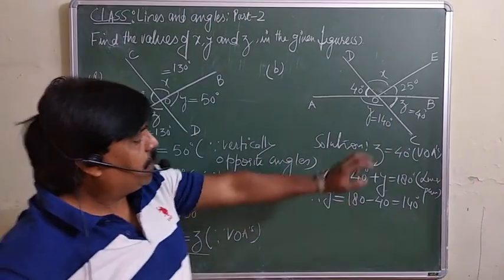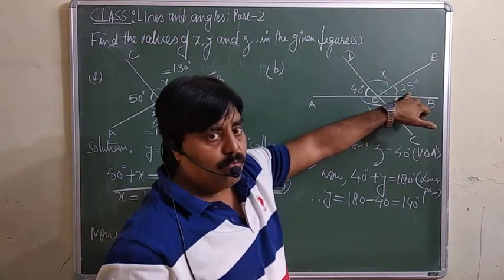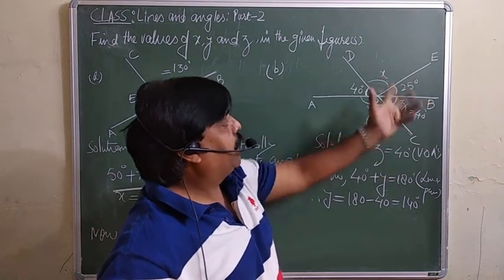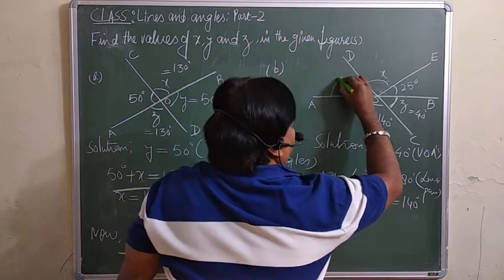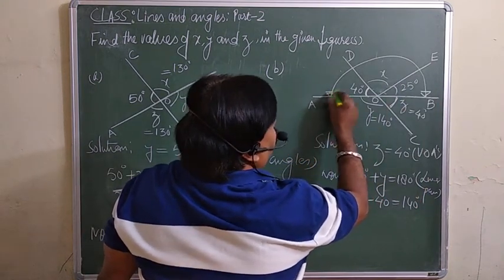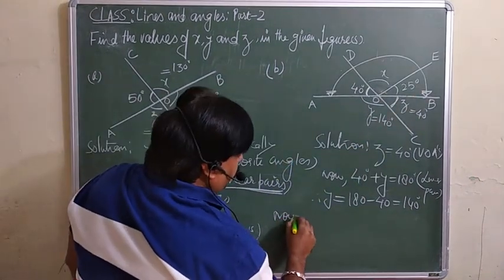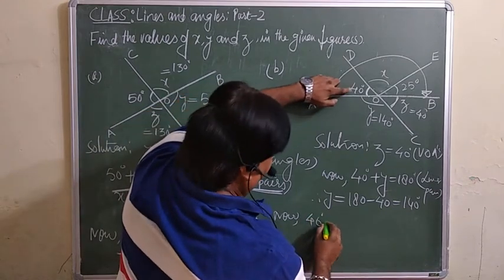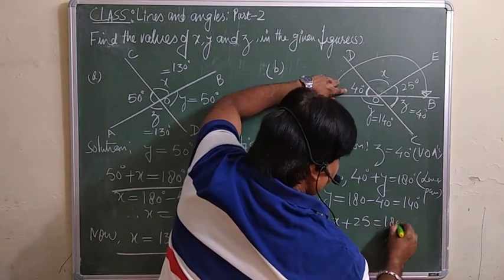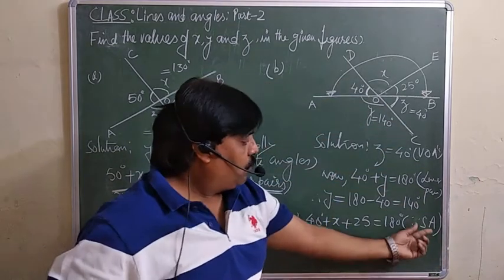See. Now you can calculate this x by using 40 plus x plus 25 is equal to 180 by the straight angle, or आप ये ले सकते हैं 40 plus 25 plus this one, anyhow you can take. So I am taking this one. Sum of these three angles will be equal to 180 by the straight angle. So you can say now 40 plus x plus 25 is equal to 180. This is by straight angle. Remember, straight angle. You cannot say the linear pair.